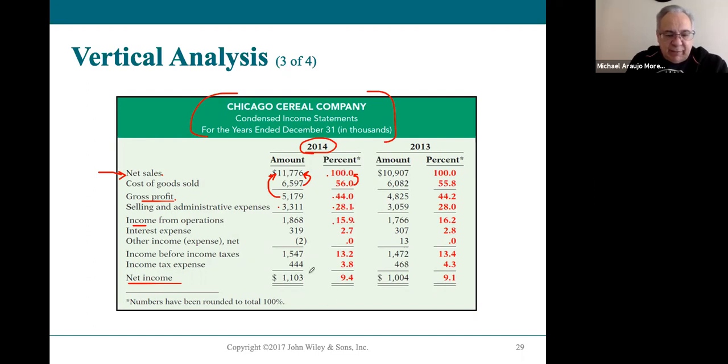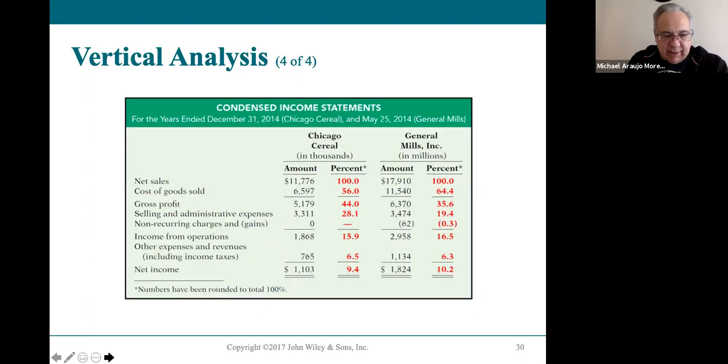And all the way down, you're basically just doing a percentage in this case. In this case, this number is so small, you're going to be required to just go to one decimal. So that's why it's 0.0. It's so small that when you put 2 over 11,776, it's 0.000 something. So that's why it's too small to count in this case. Okay. So that's how we do a vertical analysis.